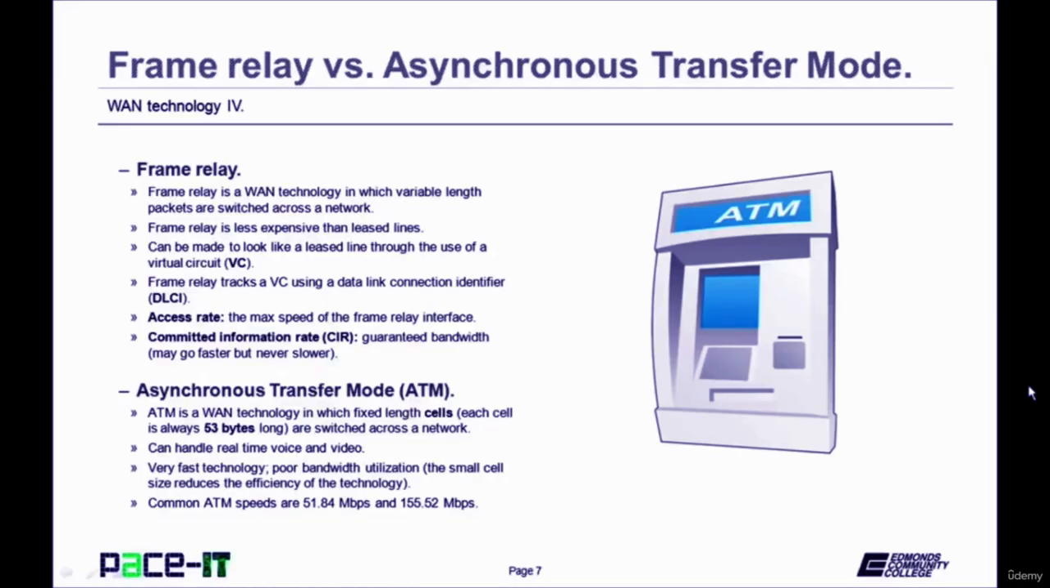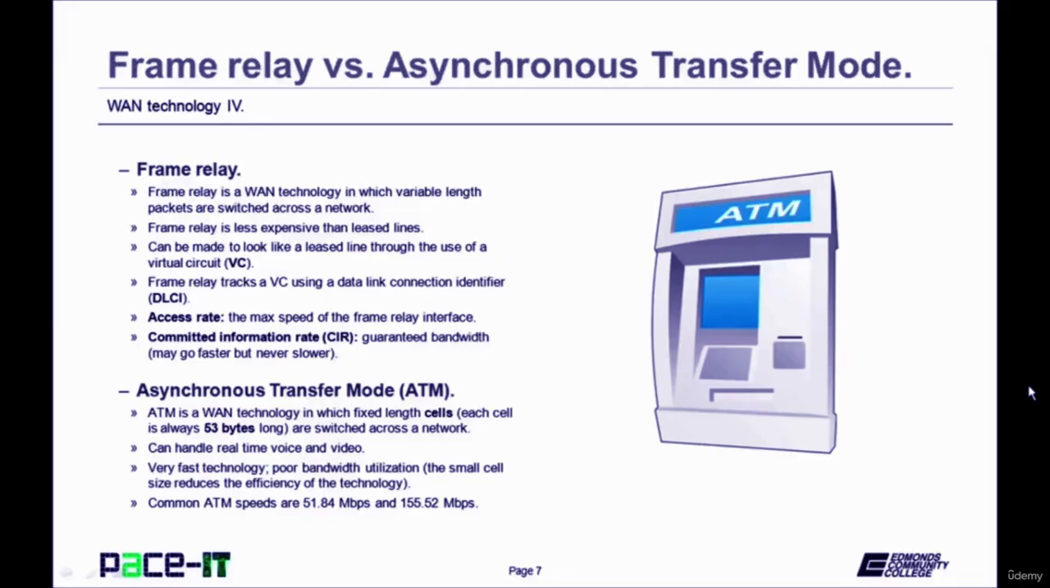There are two terms associated with frame relay that you should be aware of. The first is access rate. That is the maximum speed of the frame relay interface. The other term is the committed information rate, the CIR. That's the guaranteed bandwidth that a customer receives. So that's the minimum speed of that frame relay network. The access rate may be higher, but the customer is always guaranteed the committed information rate.